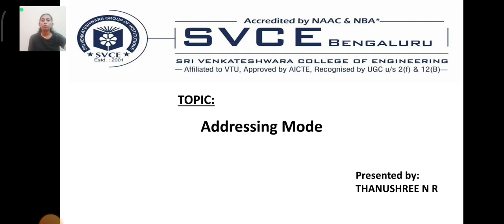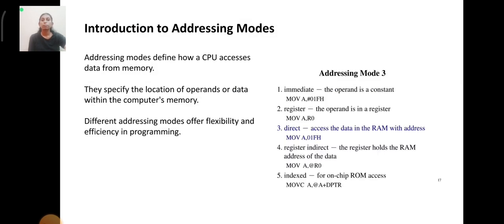Today our topic is Addressing Mode. Introduction. Addressing modes define how a CPU accesses data from memory. They specify the location of operands or data within the computer's memory. Different addressing modes offer flexibility and efficiency in programming.